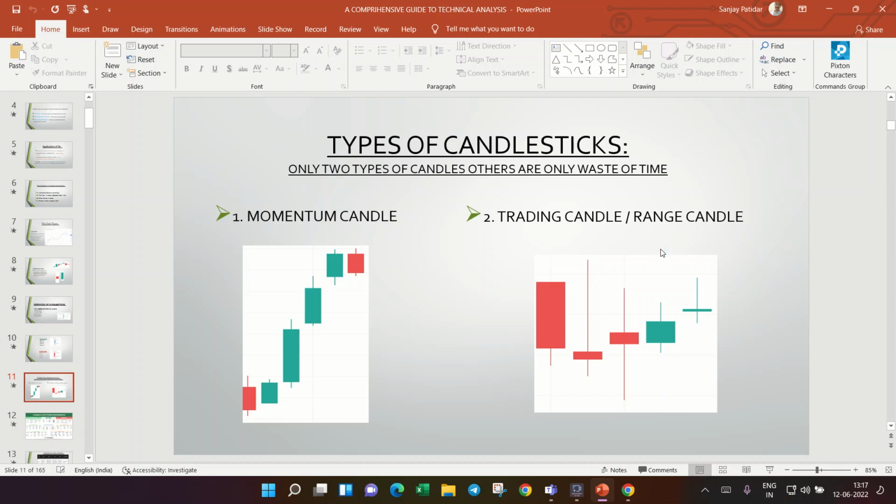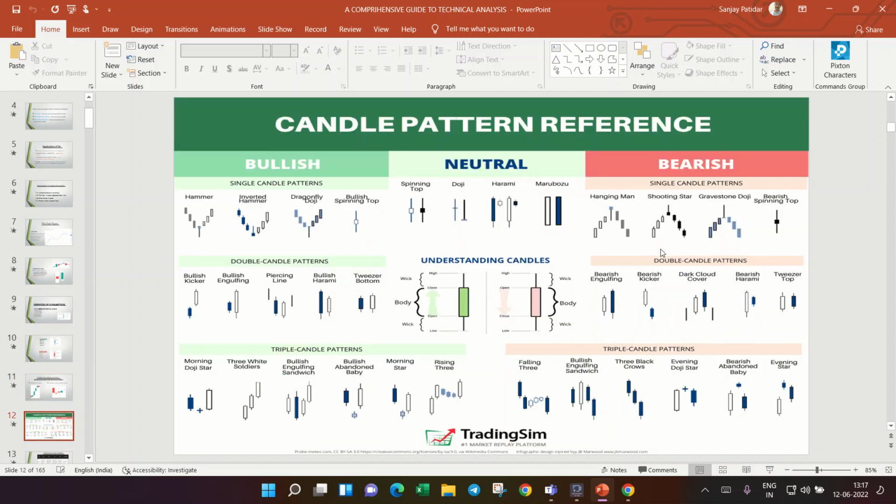And in my trading style there are only two types of candlestick patterns: momentum candle and trading candle. Momentum candle has a body of more than 50% of its total size. Okay. And a trading candle is just a candle which has less than 50% body of its total size. And that trading candle shows us a ranging market on a lower time frame.